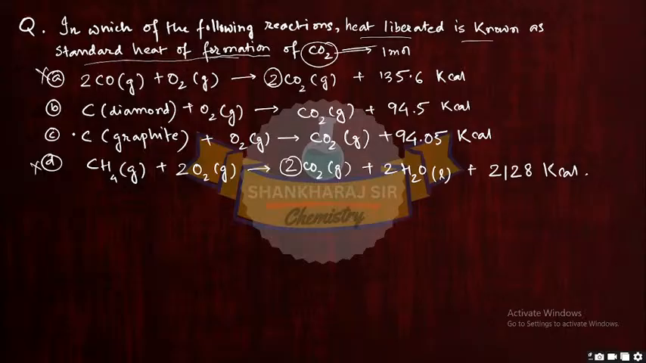Next, between B and C, observe very carefully carbon diamond and carbon graphite. Between carbon diamond and graphite, graphite is the most stable one. So this is the standard state of carbon. Graphite is the standard state of carbon. So basically C will be the correct answer, because here we are getting carbon dioxide from the carbon which is in the standard state at room temperature. At normal standard conditions, carbon exists as graphite. So obviously C will be the answer.